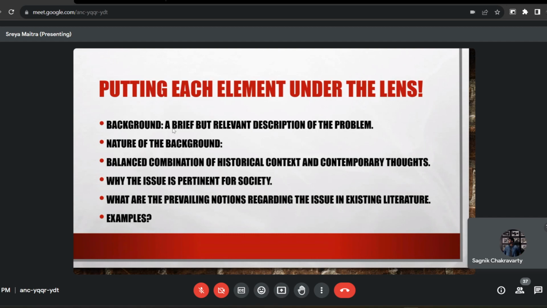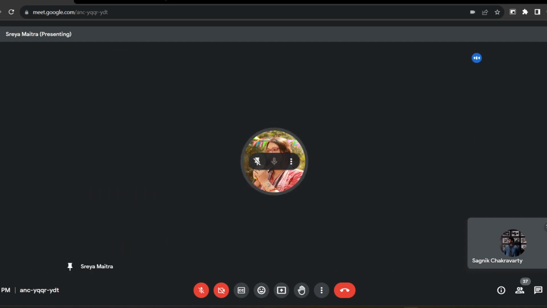then what you have in the background, therefore, is a balanced combination of the historical context and contemporary thoughts. You raise why the issue is pertinent for society. You talk about what the prevailing notions regarding the issue are in existing literature. You just briefly touch upon them, and you give a few.